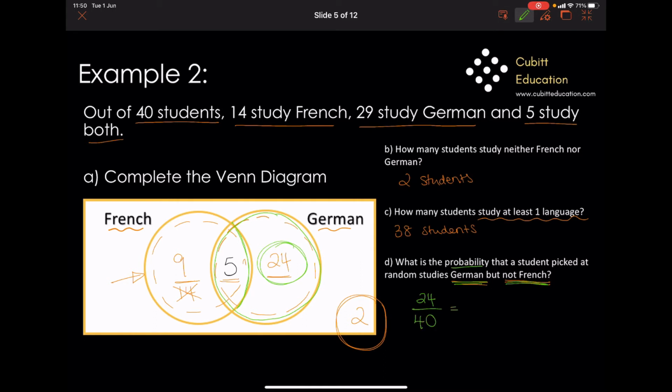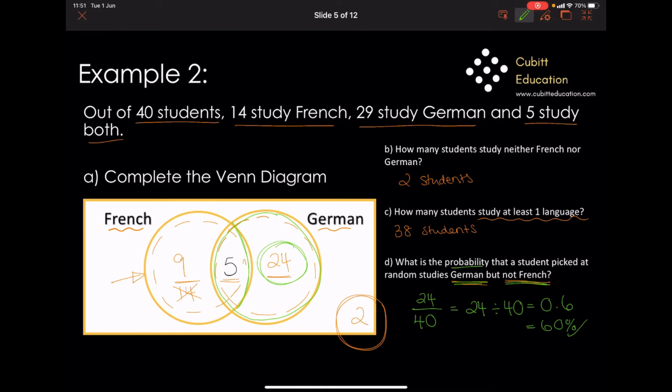All right. 24 out of 40, we can either do that on a calculator or not on a calculator. If we did this on a calculator, which most of the time should come up on the calculator paper, we can just do 24 divided by 40 and it'll give us 0.6. And that's 60%. So 60% studied German but not French. So we can write that as a probability like that.